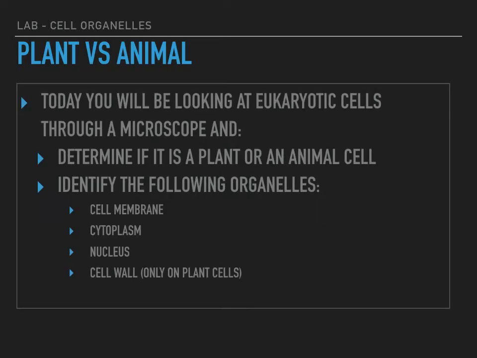As I stated before, today's lab has two main objectives. You will be looking through your microscope. From what you see, you will be able to determine if the cell you are looking at is a plant or an animal because of its structure. With a little more exploration, you will be able to locate and identify the cell membrane, the cytoplasm, the nucleus, and the cell wall. But remember, these are only on plant cells.